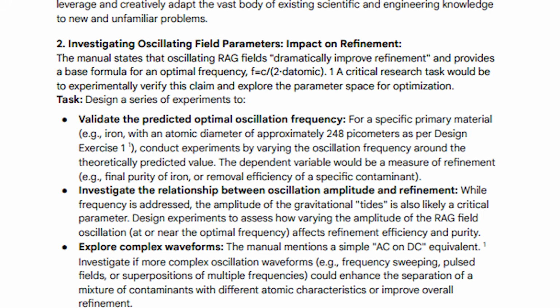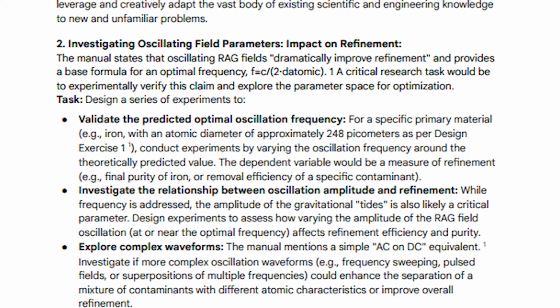2. Investigating oscillating field parameters, impact on refinement. The manual states that oscillating RAG fields dramatically improve refinement, and provides a base formula for an optimal frequency: F equals C divided by 2 times atomic diameter. A critical research task would be to experimentally verify this claim and explore the parameter space for optimization.